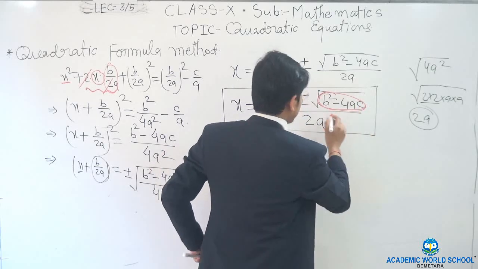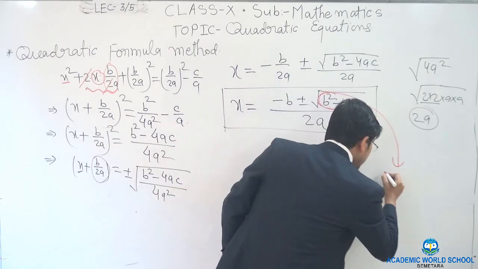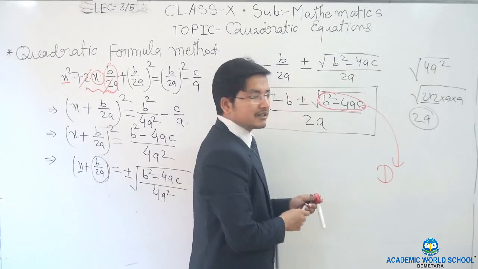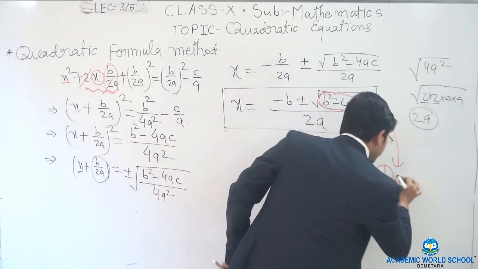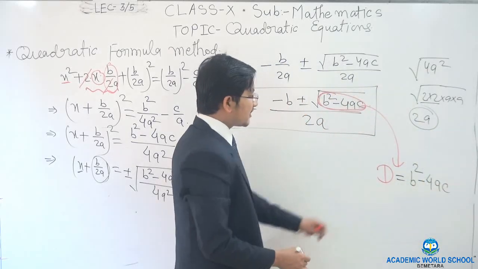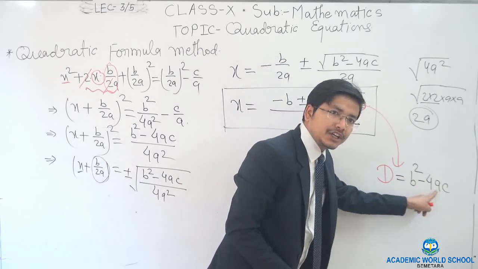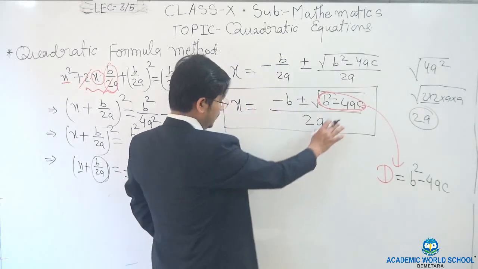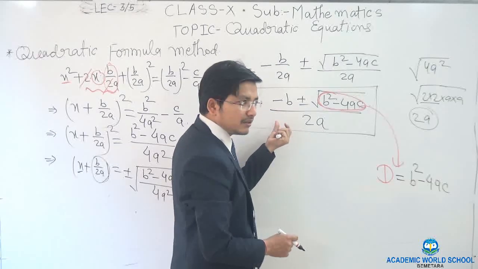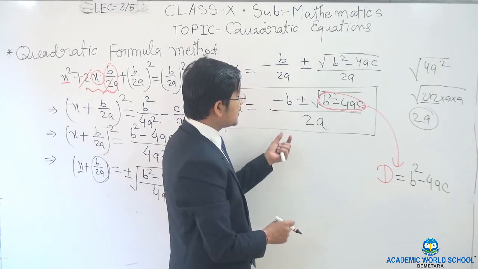This is very important. This term is known as capital D, and capital D is known as the discriminant. Discriminant is equal to b square minus 4 into a into c. It is denoted by capital D. So now this is the quadratic formula which was derived by the great ancient mathematician Sridharacharya.